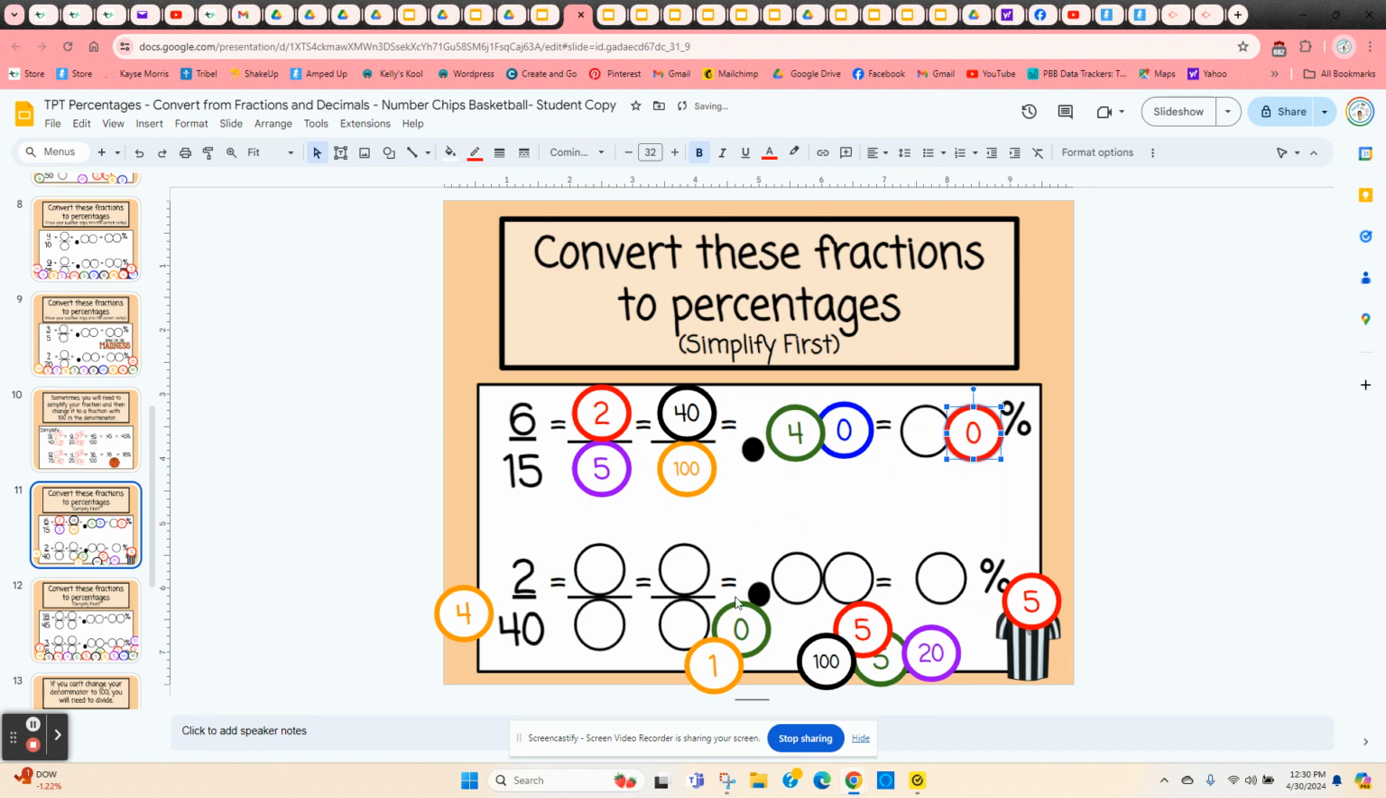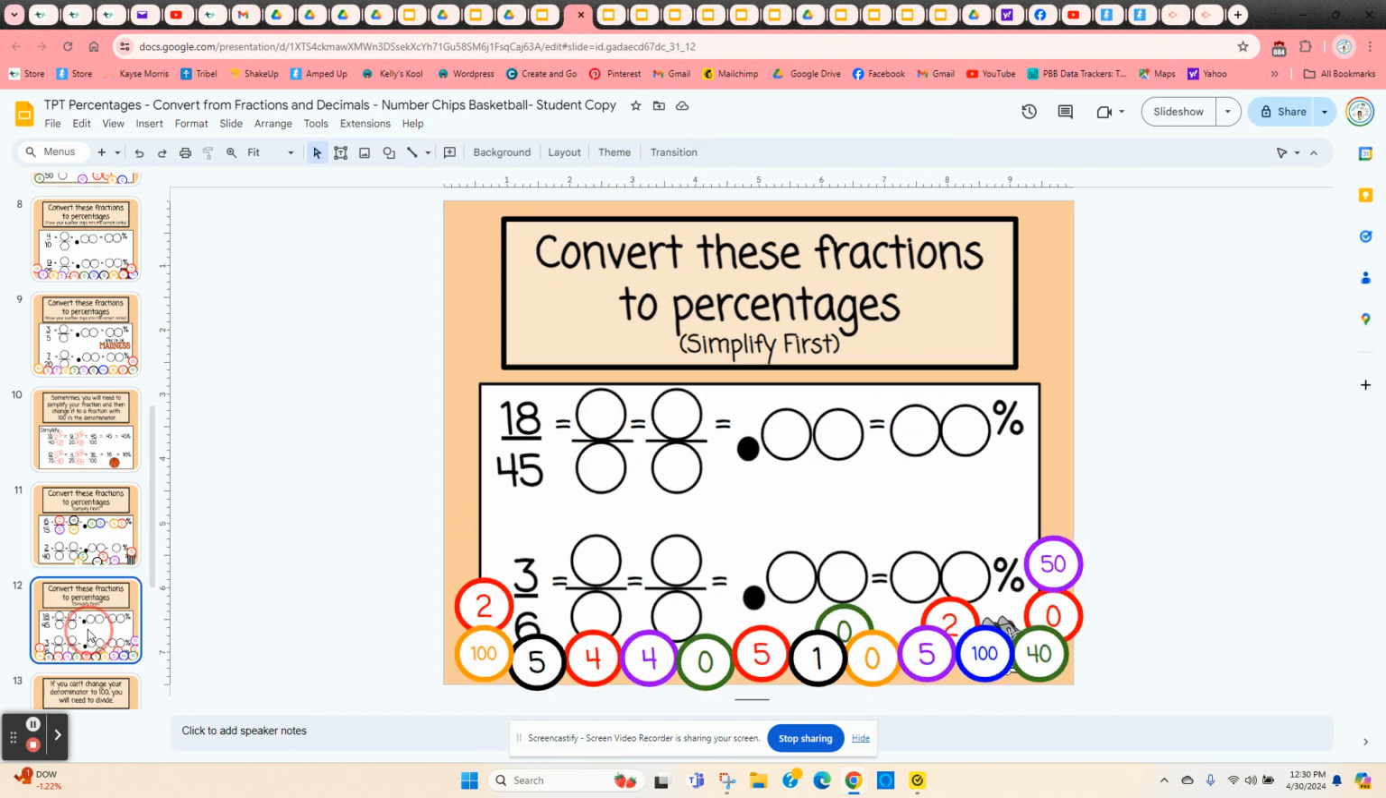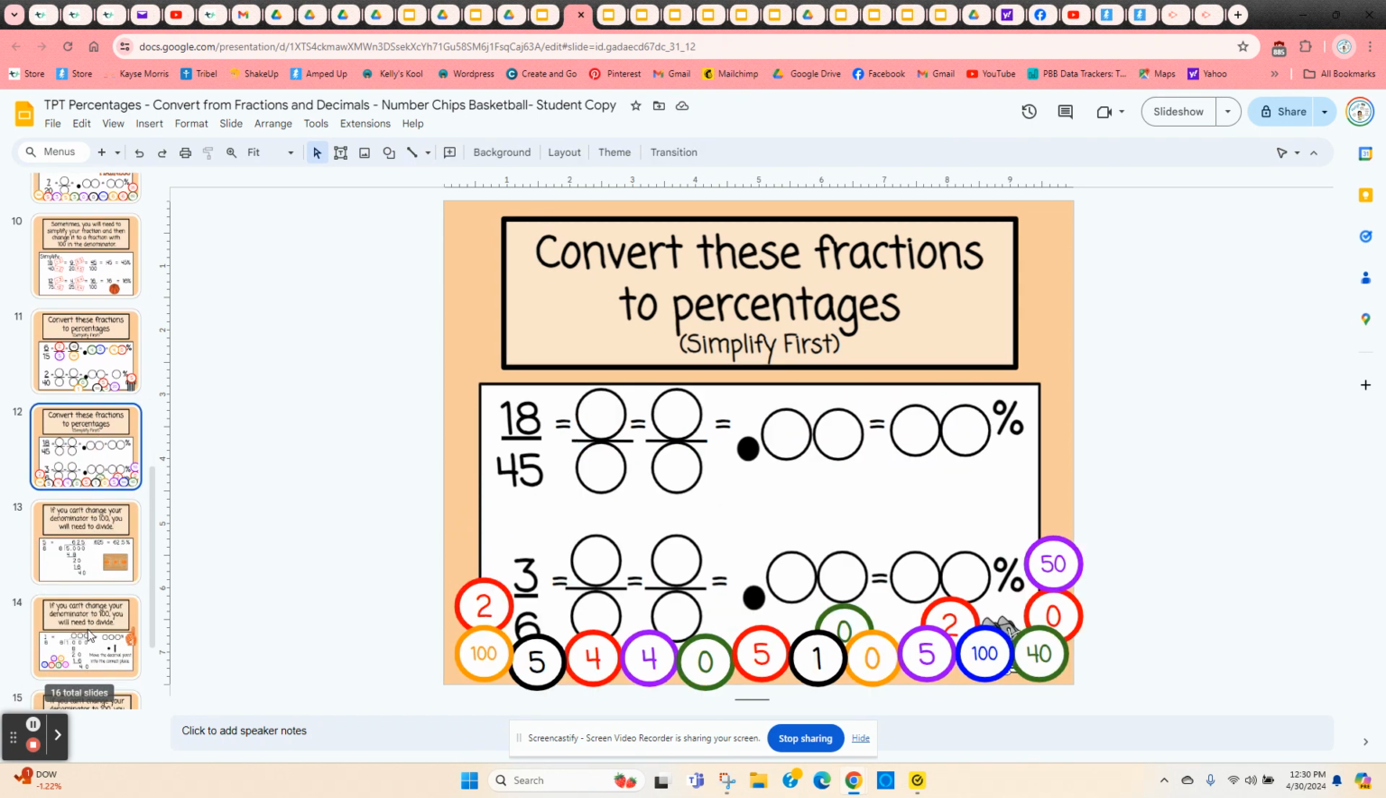And every slide has every number the students need. So if they get to the end of a slide and the numbers aren't working, they know they've made an error somewhere and they have to go back and check. So in that way, it's self-checking. I'm going to do the same thing on the next slide.